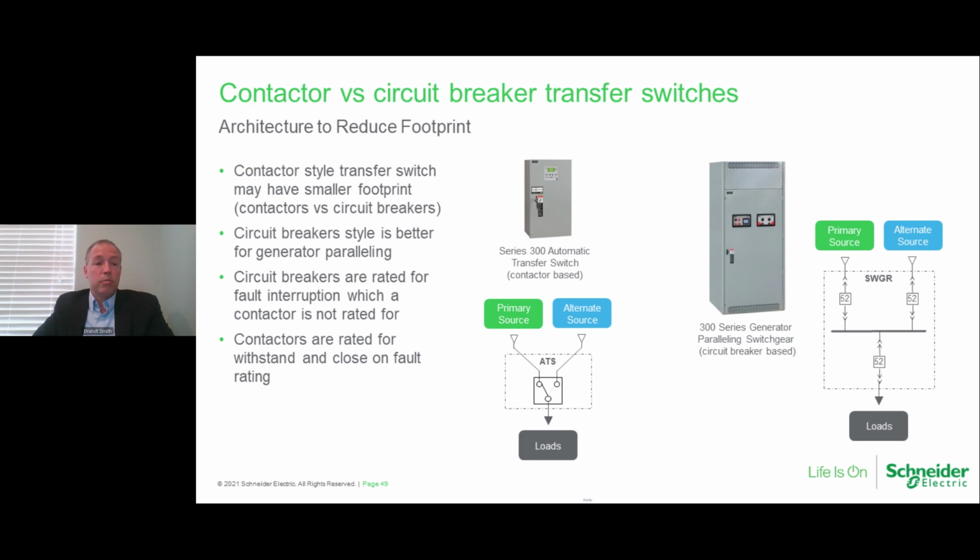And with automatic transfer switches, this is another area where we have to think about the system. Are we paralleling with a generator? In that case, a circuit breaker is a better application. There are times that the larger circuit breaker style ATS is the right solution, but there are also times where it really doesn't make a difference, and the smaller contactor is better for the customer in their installation.